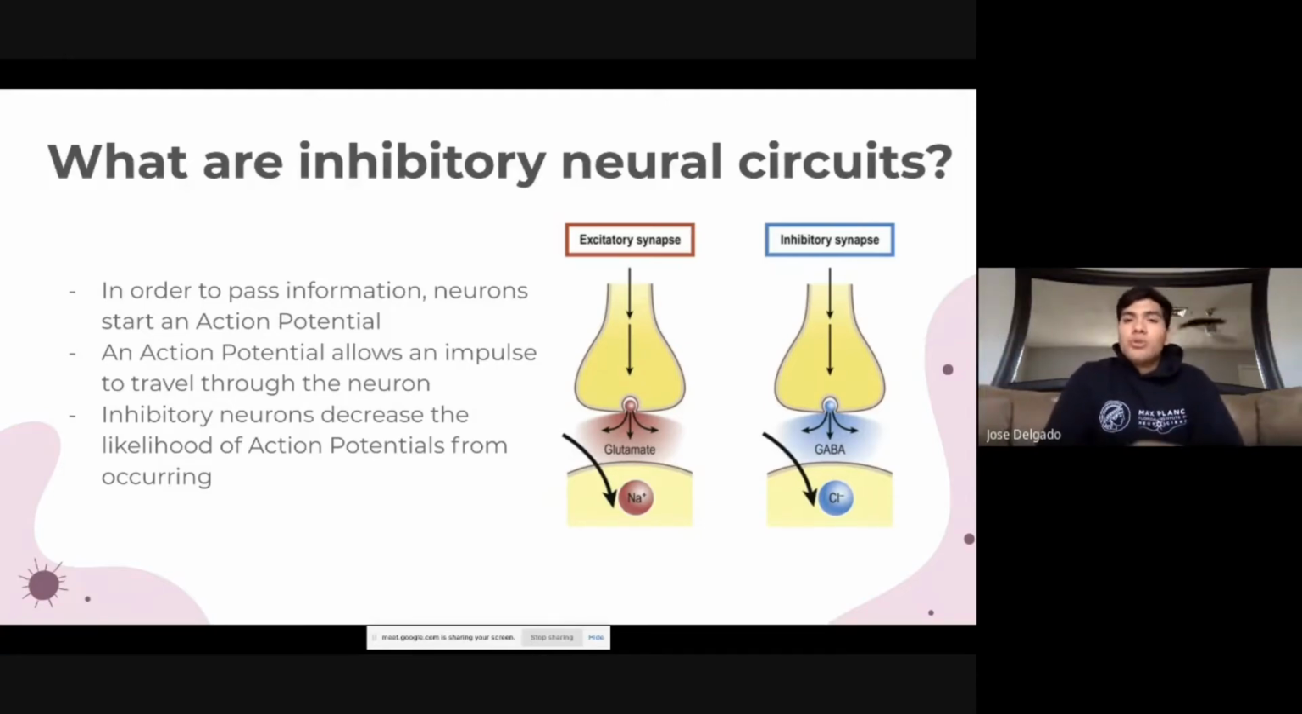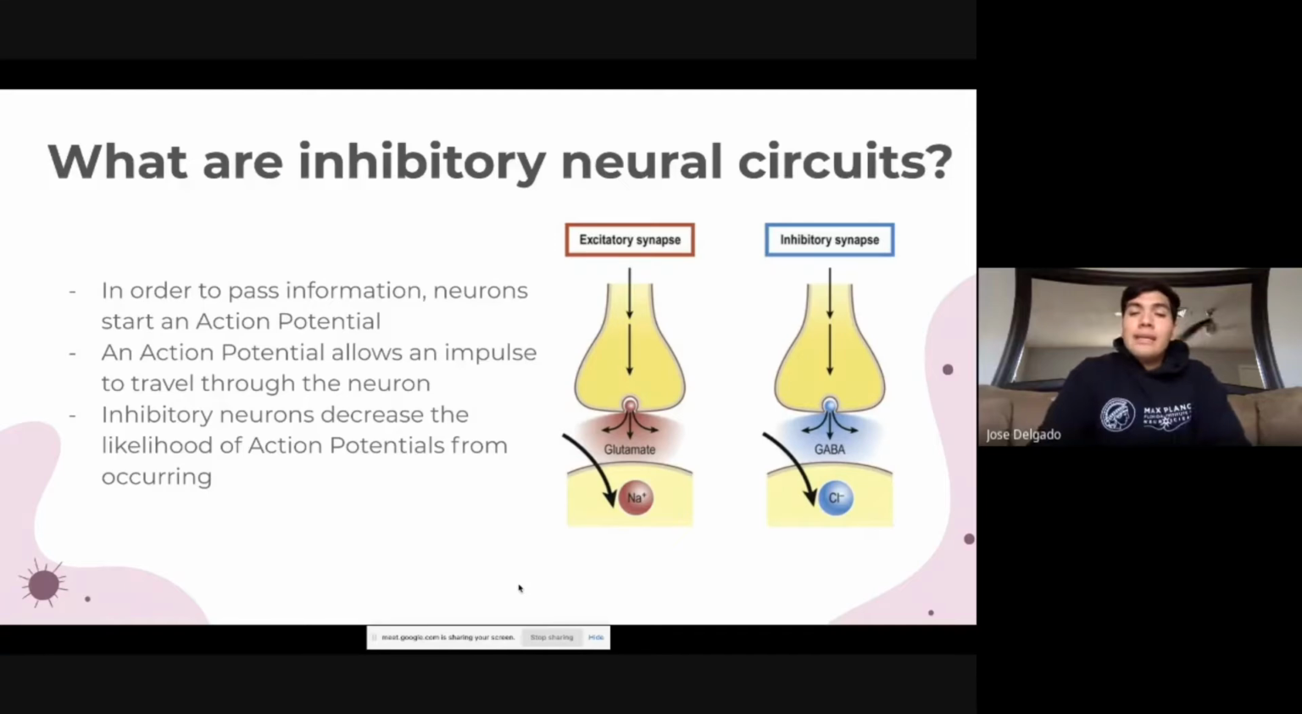Now, an inhibitory neural circuit or neuron is a neuron that actually prevents or decreases this action potential from occurring. So you can think of it as, in this game of telephone, maybe you keep on passing this message across your partners, but there's one person in the middle who just decides to not spread the message. So he cuts that off. That's one way to think about it.